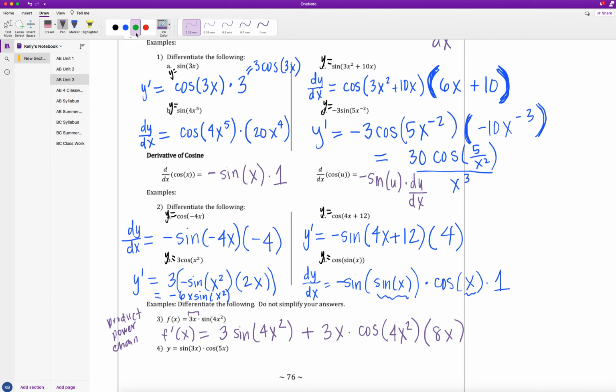Okay, let's look at example 4. So in example 4, we have y equals sine of 3x times cosine of 5x. What rule or rules do you think we'll have to use to take the derivative for our function in example 4? So to find our derivative in example 4, again, we're going to need all three of those rules that we used in example 3.